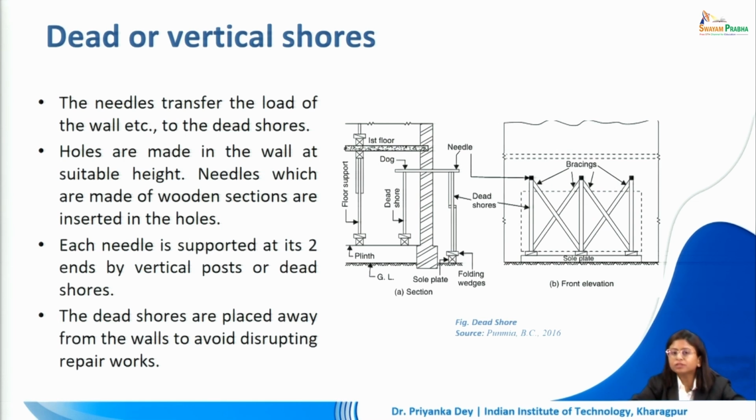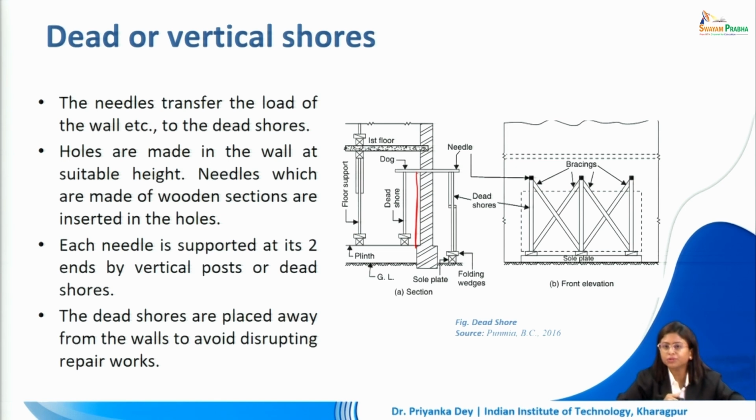Holes are made in the wall at suitable height, and needles which are made up of wooden sections are inserted into these holes. Now each needle is supported at its two ends by the vertical posts, which are also called dead shores, and the dead shores are placed away from the wall to avoid disrupting repair work. So we do not want to put the dead shores exactly near the wall. It will be very difficult for us to approach the wall.